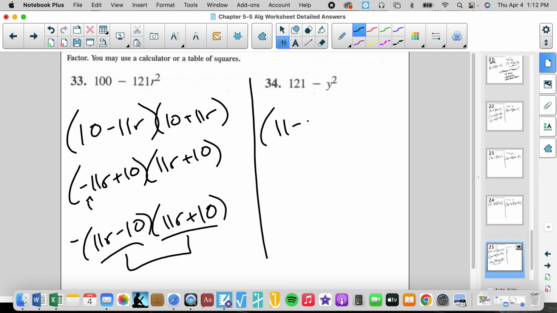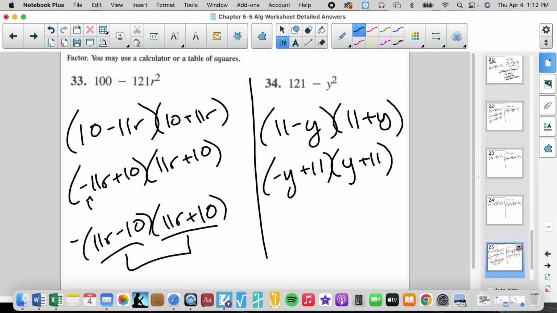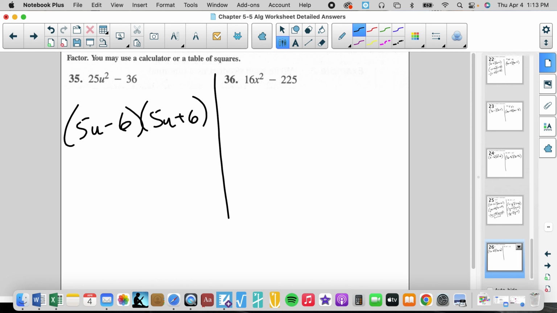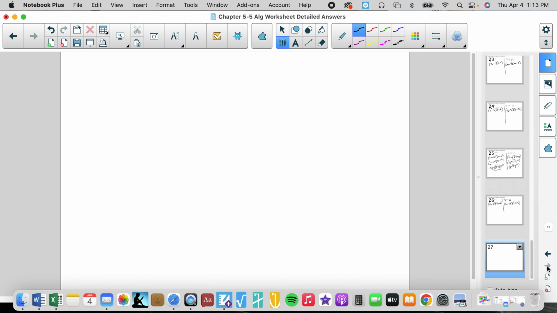So again, here is 11 minus y, 11 plus y. I'd rewrite it in standard form, and then I'd factor out that negative. My first term tends to be, there's a lot of people who want it to be positive, so we factor out that negative. 5u minus 6, 5u plus 6. And it's this fast. 16, we should recognize our perfect squares. 4x minus 15 and 4x plus 15. We should know most of them. Yeah, there you go. All right, that's a fast one.